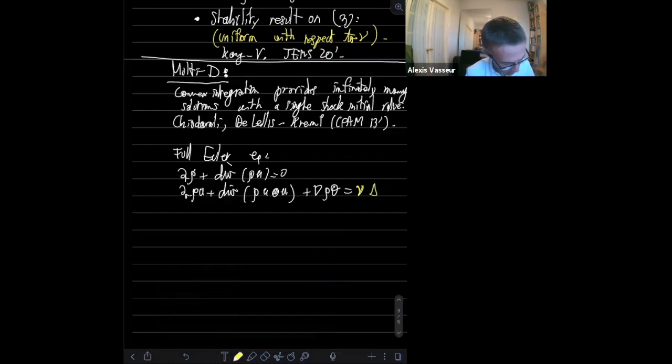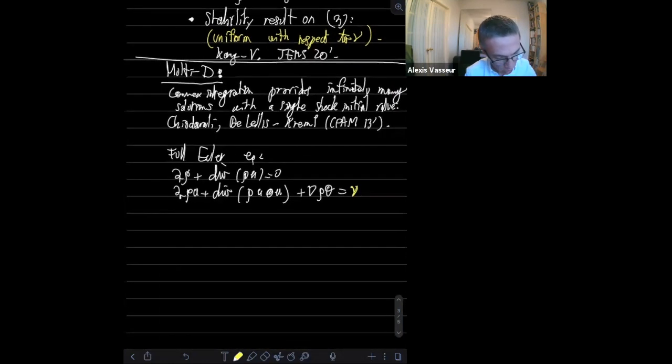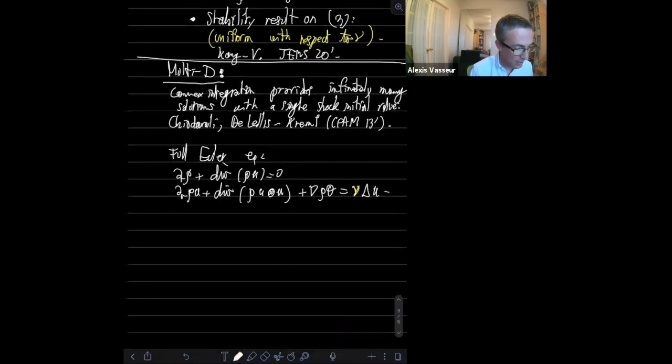So the Euler system is obviously for nu equal to 0. Here is the Navier-Stokes. I should have written it. Okay, sorry. Full Navier-Stokes. So here is Navier-Stokes-Fourier. But what I'm interested in is the limit nu equal to 0, kappa converging to 0.